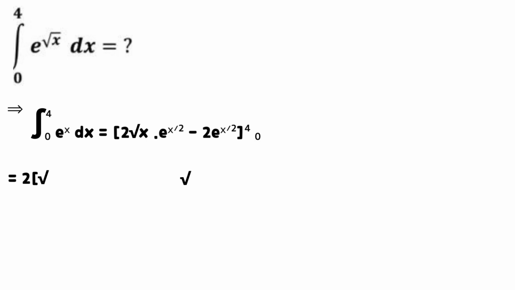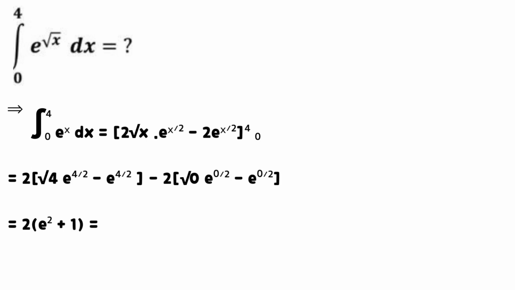It implies that the integration of e to the exponent of the square root of x, dx within the limit of 0 to 4 equals 2 times the product of the square root of x and e to the power of the square root of x minus 2 times e to the power of the square root of x within the limit of 0 to 4, which equals the product of 2 and the sum of e to the power of 2 and 1. The result simplifies to the sum of 2 times e to the power of 2 and 2, as shown on the screen.